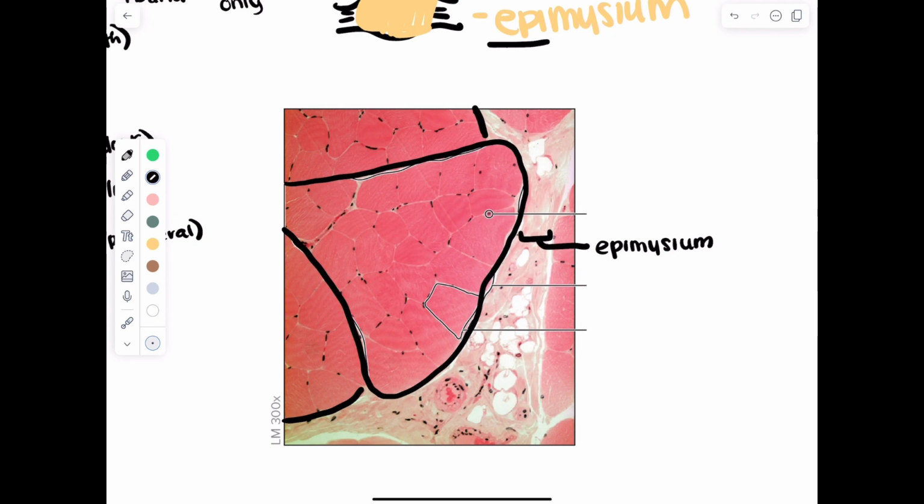The black line that I just drew that was surrounding the fascicle is going to be the perimysium. And then surrounding a singular muscle fiber, like right there, right here, right there, those are going to be our endomysium.